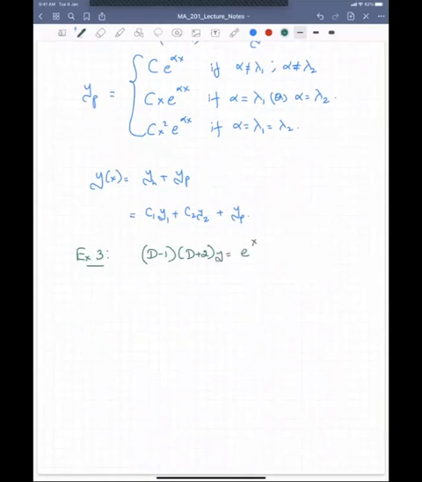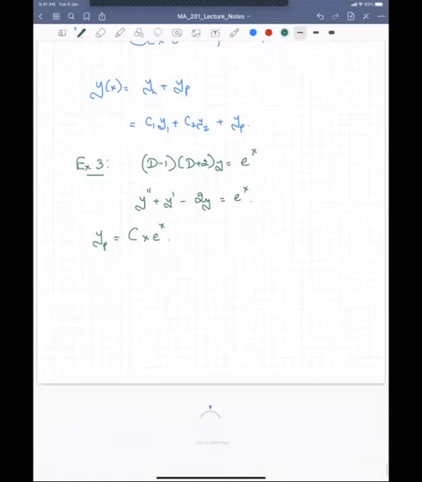Or if I want to write it as y double prime plus y prime minus 2y equals e to the x. And I know that this is a case where alpha is matching with one of the two roots. So my particular solution should be c x e to the x. Alpha is just 1 in this case. So this much I know, but I'll need to figure out what c is. To figure out what c is, I'll plug this back into the equation and demand that it solves the equation.